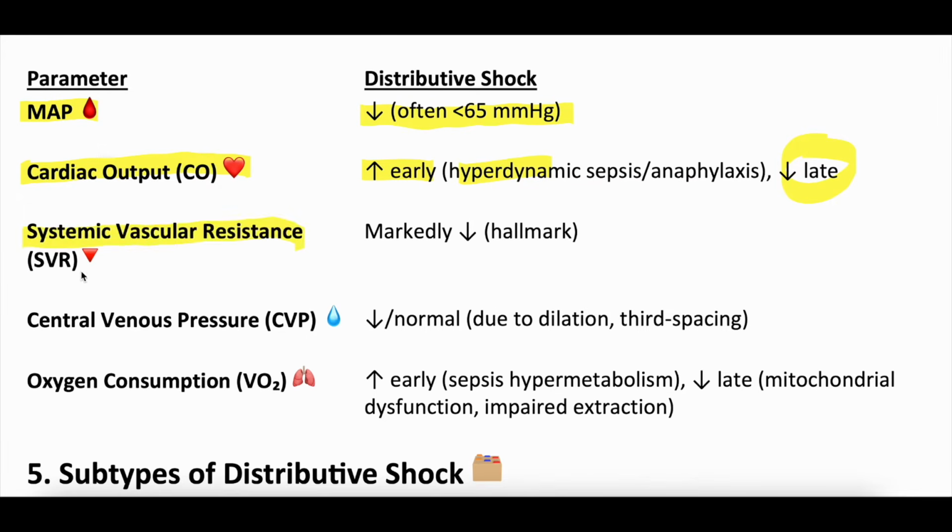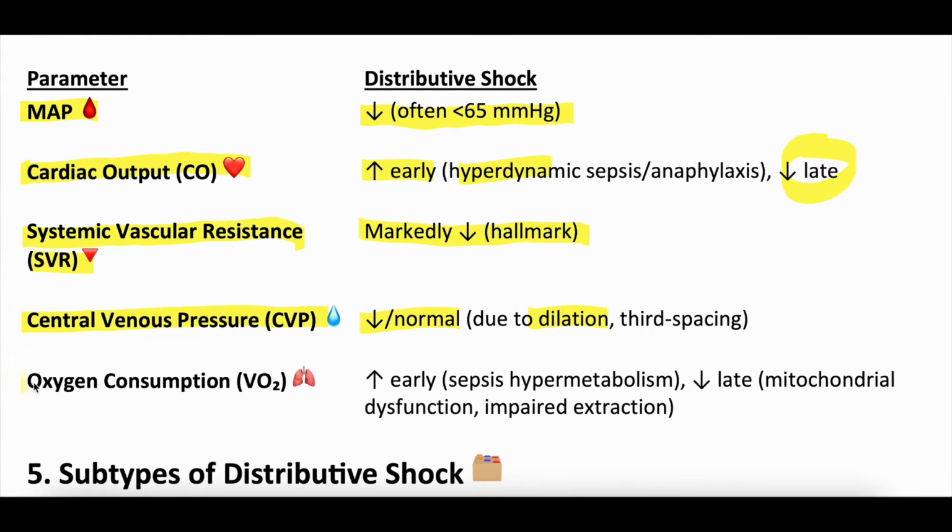Your systemic vascular resistance in distributive shock, hopefully this pops into your head because we've been saying it over and over again, is markedly low. This is one of the hallmarks of distributive shock. You get vasodilation, aka decreased systemic vascular resistance. Okay. Your central venous pressure, your CVP, this is something we've talked about on the channel too. Check out those episodes. Just search central venous pressure and they'll all pop up. This is going to be low or normal due to the vasodilation. Remember, distributive shock in and of itself is not a hypovolemic state, but it does often benefit from fluids because you have a relative hypovolemia from all that vasodilation. So your CVP might be low or normal, just depending on how much vasodilation there is.